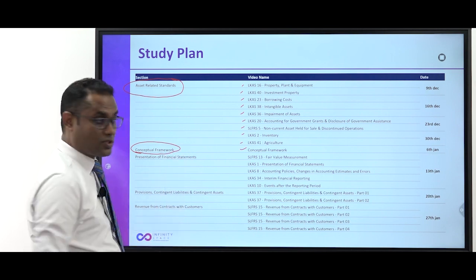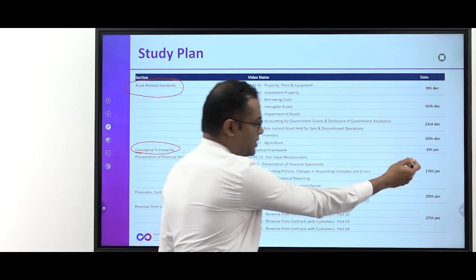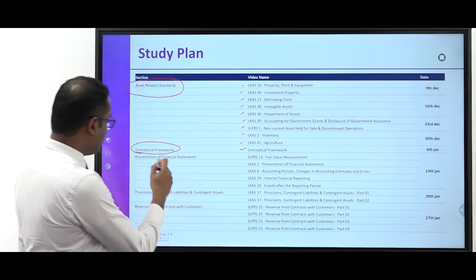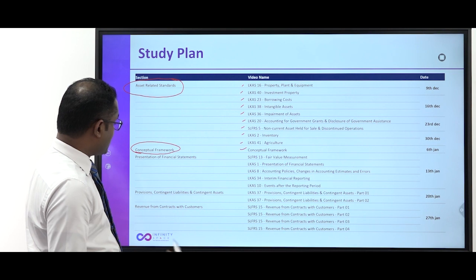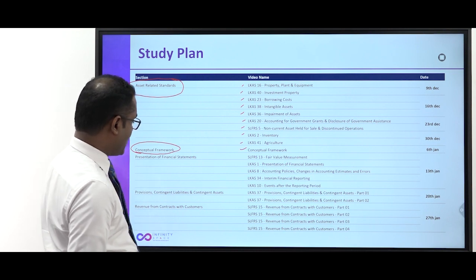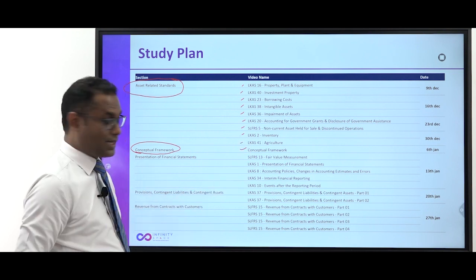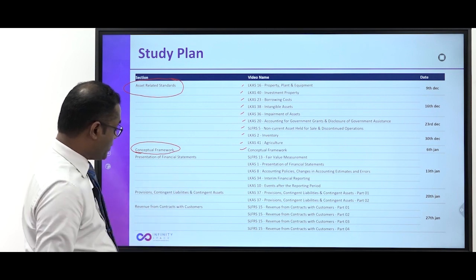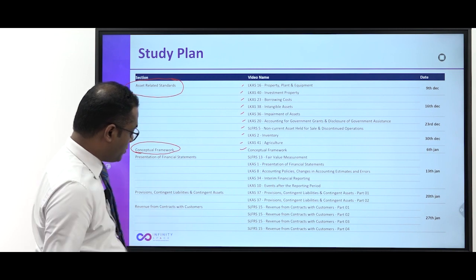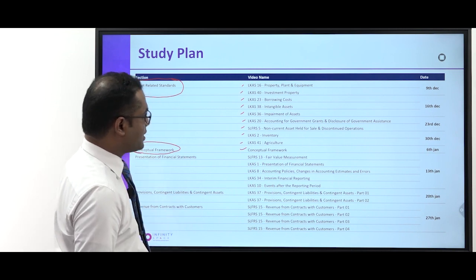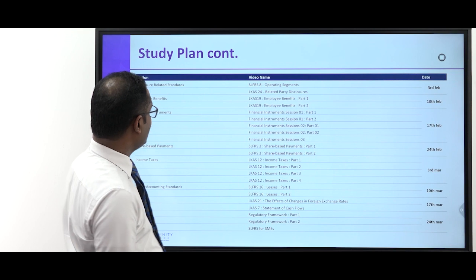So after the conceptual framework, which means on 13th January, we upload the sections relating to the presentation of financial statements, right? There are a number of videos under that. Then thereafter, provisions, contingent liabilities and contingent assets. After that, revenue from contracts with customers. Moving to the next slide.